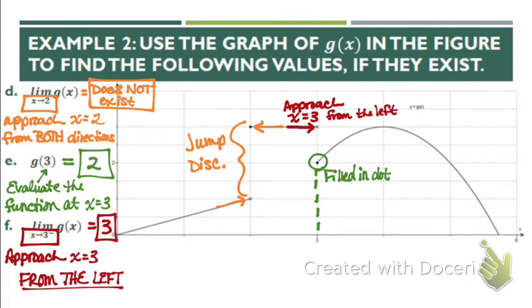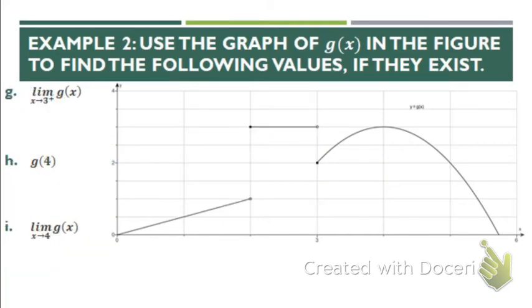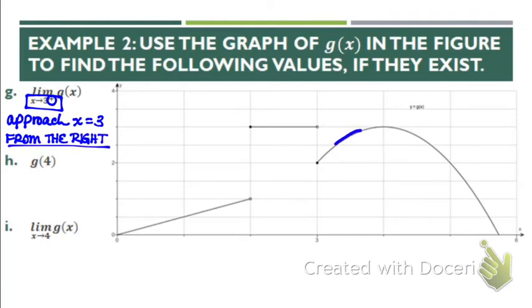Jump to the next row for me. What is that one asking you? Approach from the right. Are we approaching the same thing when we approach it from the right? No. So again, when I see that plus sign after the number, it's telling me what direction I'm approaching it from. Approach x equals 3 from the right. So I'm coming at it this way. What y value are we approaching? 2.